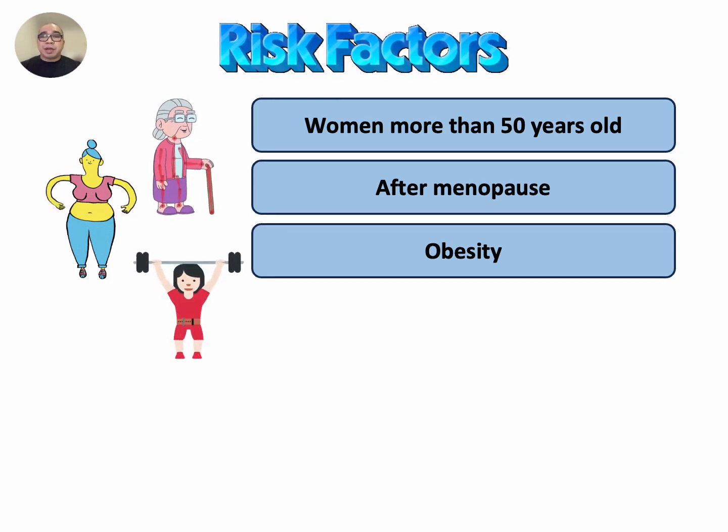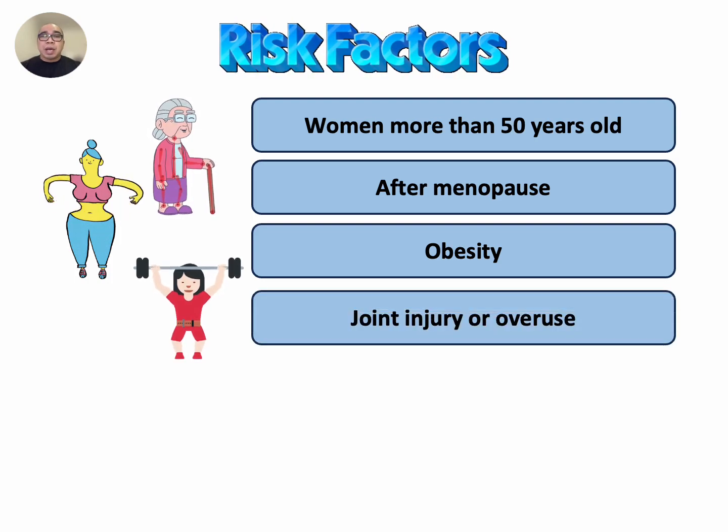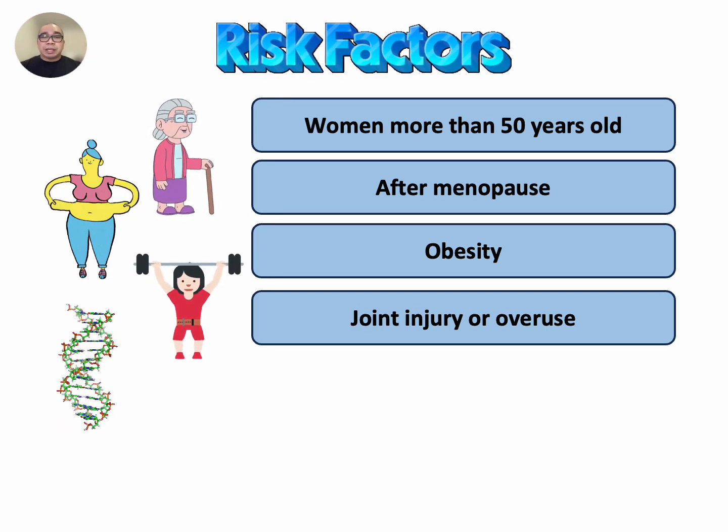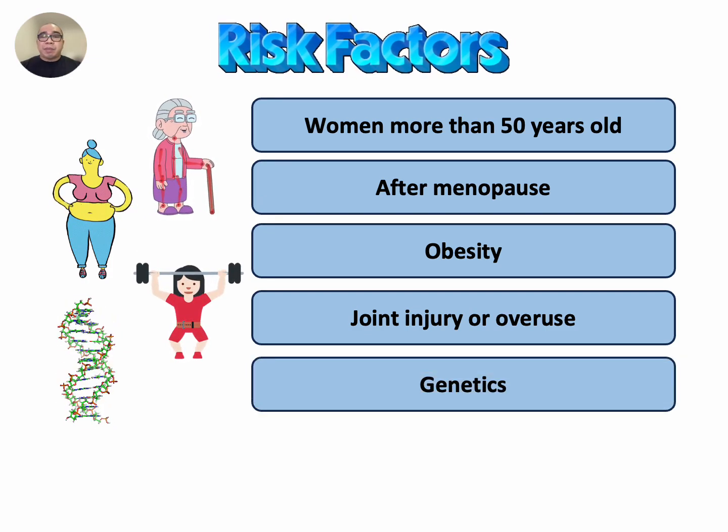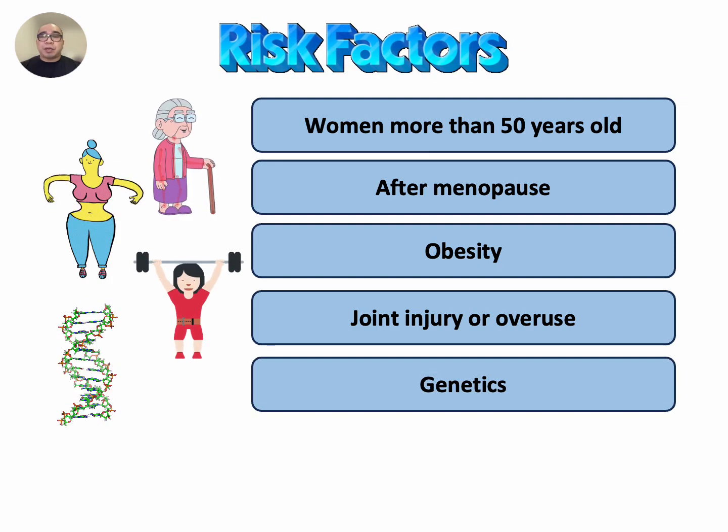Younger people can also develop osteoarthritis, usually as a result of joint injury and overuse. Knee bending and repetitive stress on the joint can damage the joint and increase the risk of osteoarthritis in that joint. Next is genetics. People who have family members with osteoarthritis are more likely to develop osteoarthritis.